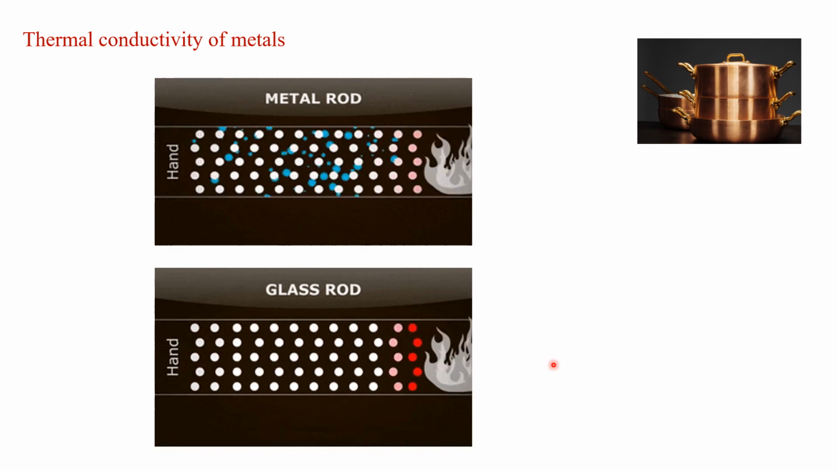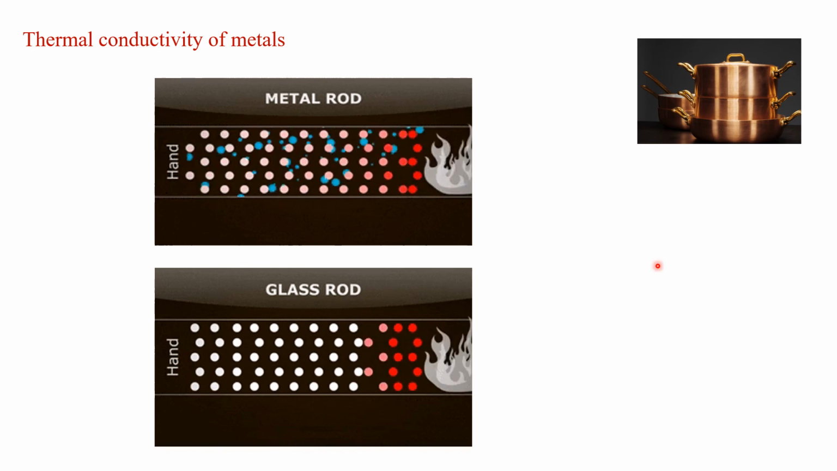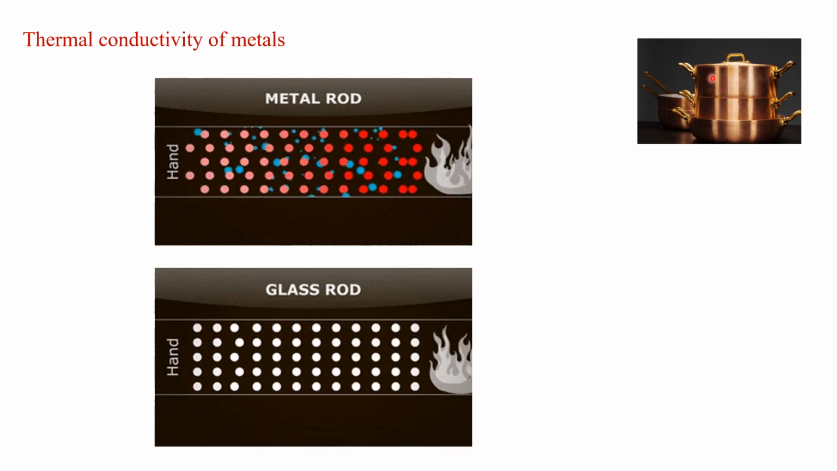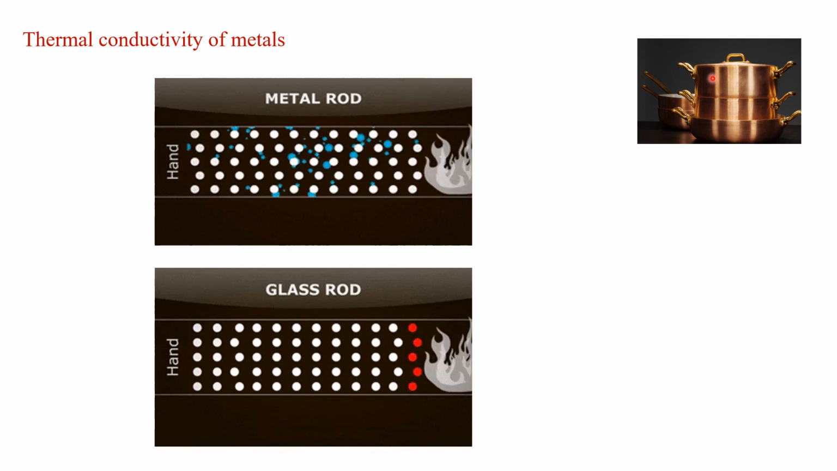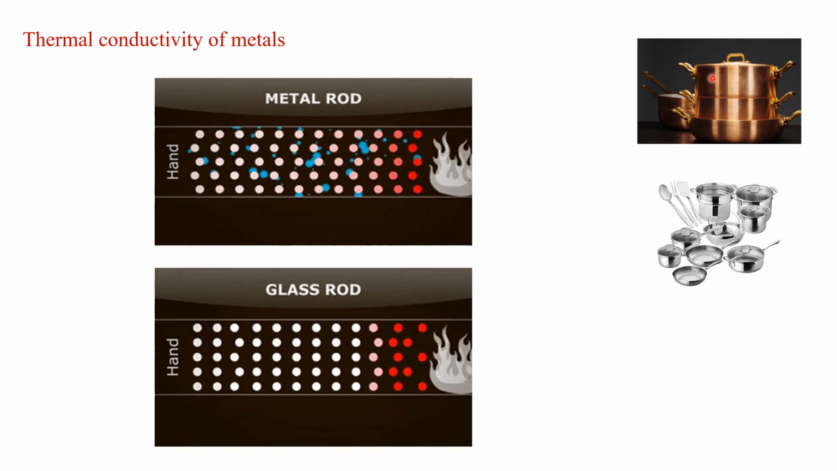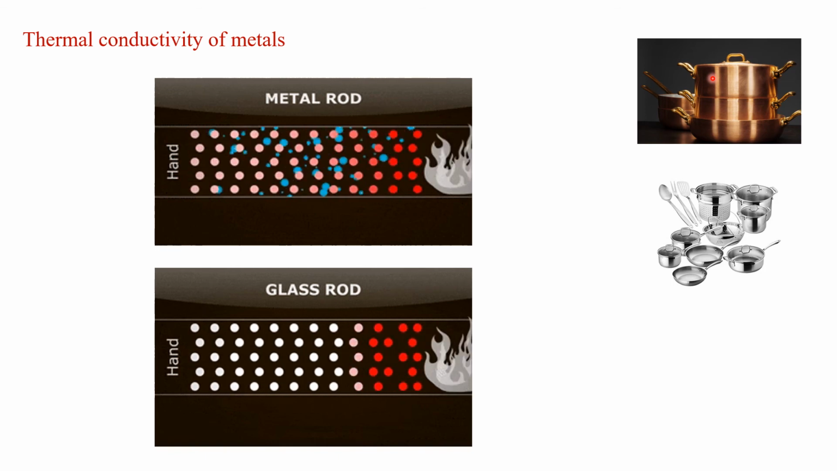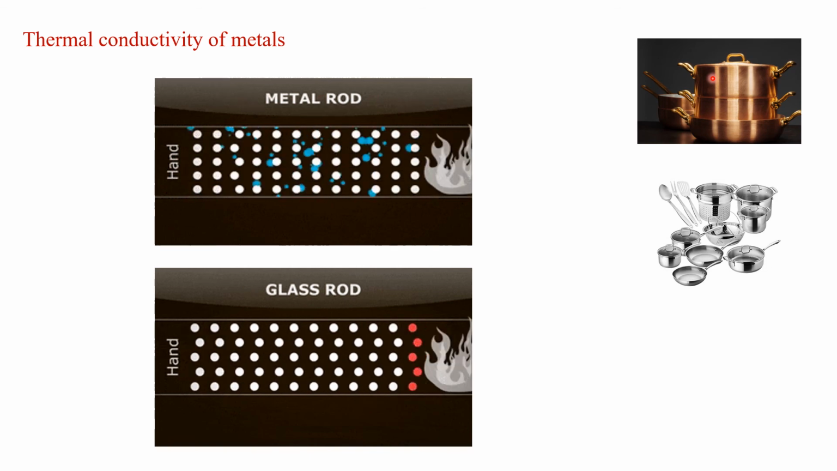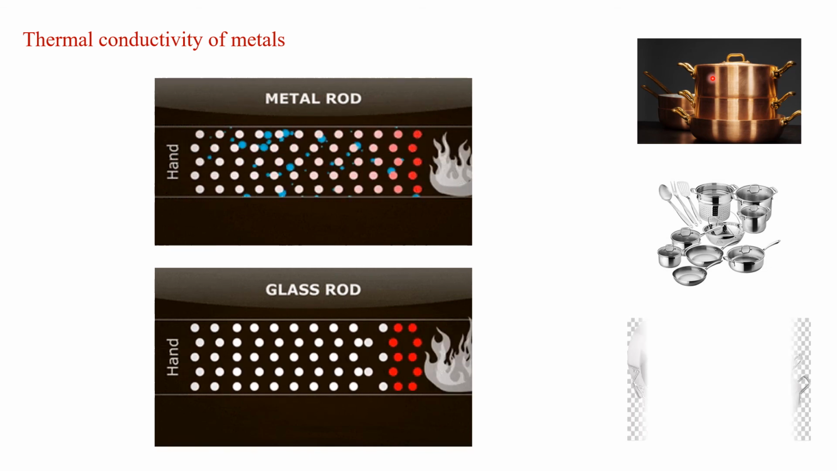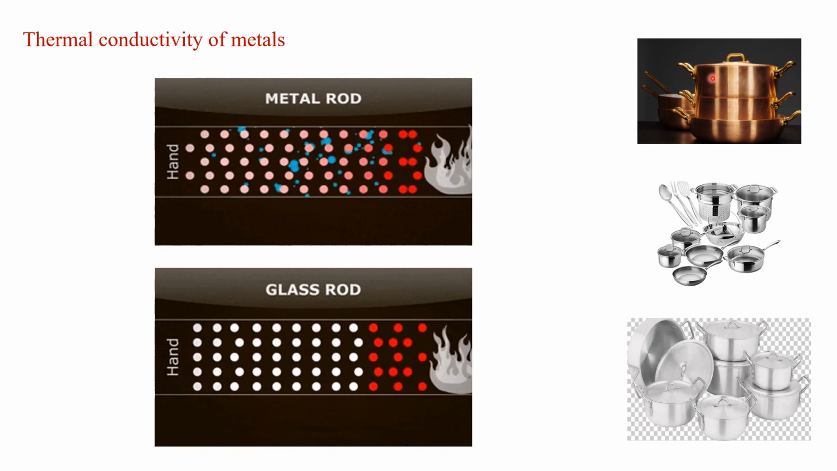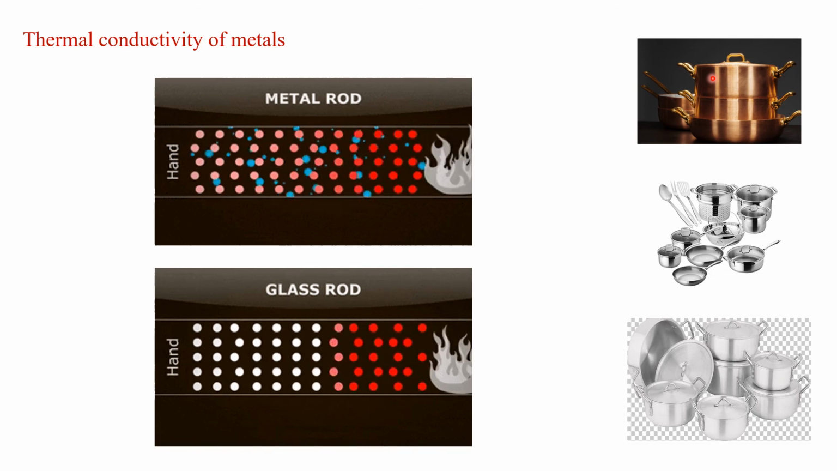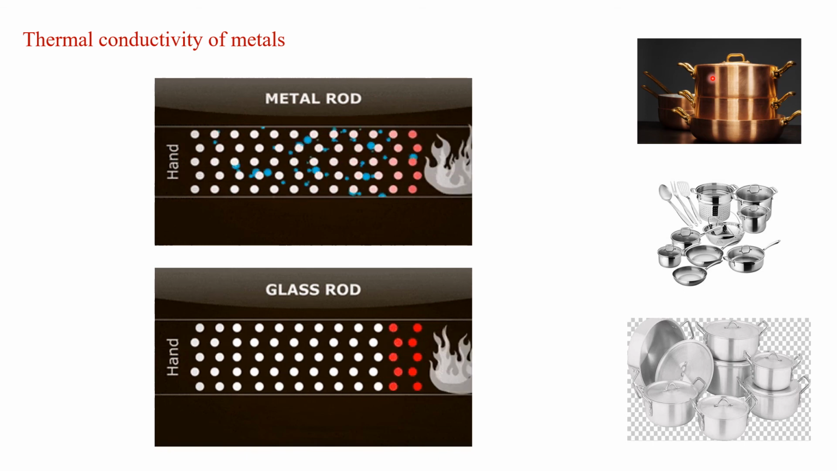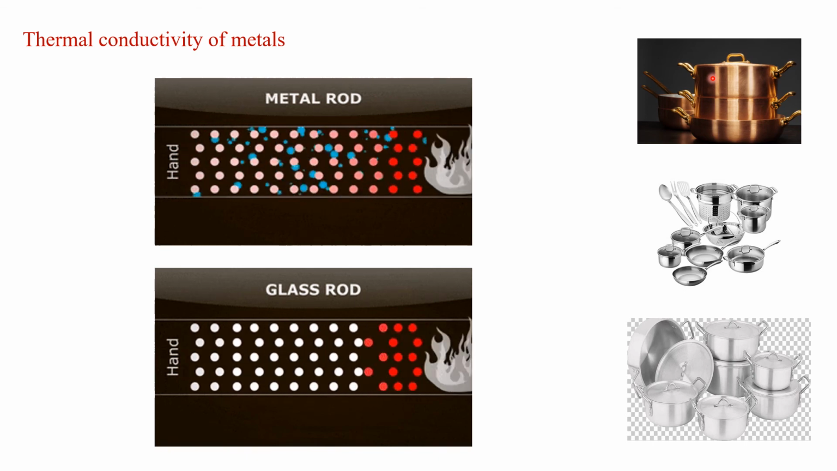Look at this picture. These are utensils made of copper. These cooking utensils are made of iron, and these are aluminium utensils. All of them are very good conductors of heat, and that's why they are widely used to prepare cooking utensils.